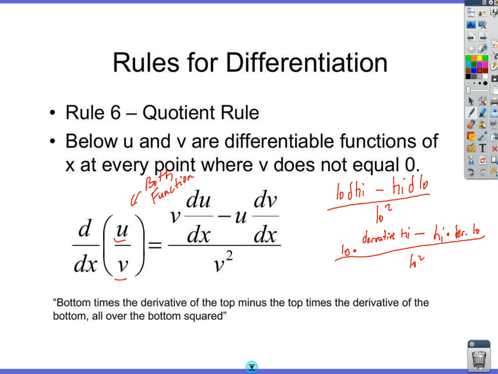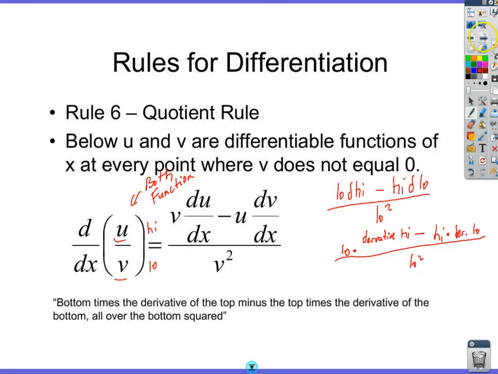Now the thing is, as long as you label this one high and you label this one low, the rest of it goes from there. And this is something you have to memorize. There's no getting around this one. This is a memorization thing. You have to memorize this one. All right, so let's see it in action.